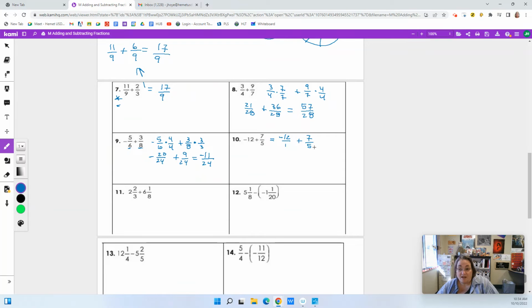Wouldn't it be 5? Yeah, absolutely. It would be 5, right? It's the only one that we can multiply something by. So the good thing is we can leave the 7/5 alone. What do I have to multiply negative 12 over 1 times? Right, 5 over 5. So I've got minus 12 over 1 times 5 over 5.